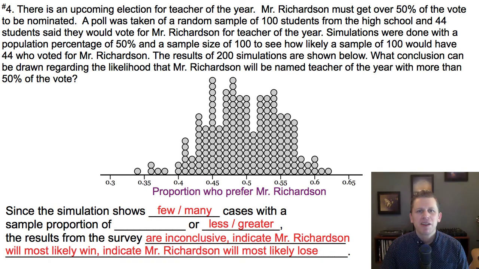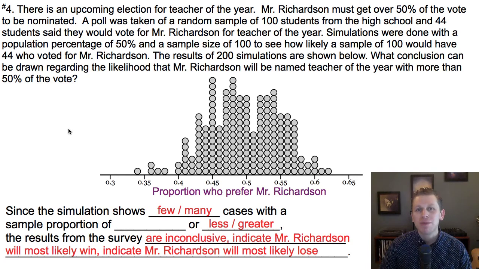There is an upcoming election for Teacher of the Year. Mr. Richardson must get over 50% of the vote to be nominated. A poll was taken of a random sample of 100 students from the high school, and 44 students said that they would vote for Mr. Richardson for Teacher of the Year. Simulations were done with a population percentage of 50% and a sample size of 100 to see how likely a sample of 100 would have 44 who voted for Mr. Richardson. The results of 200 simulations are shown below.